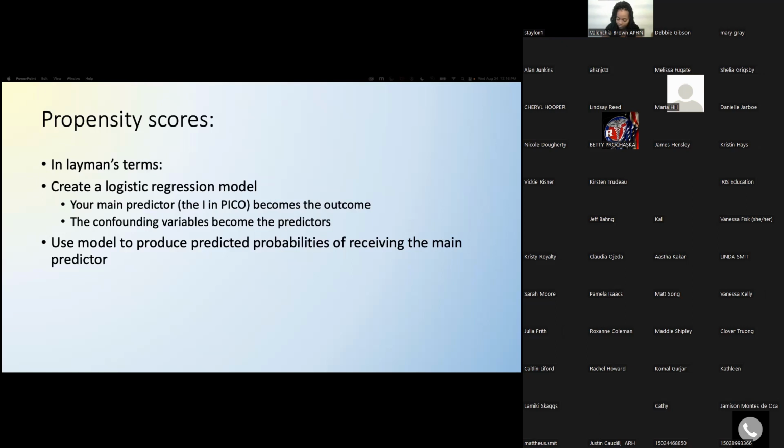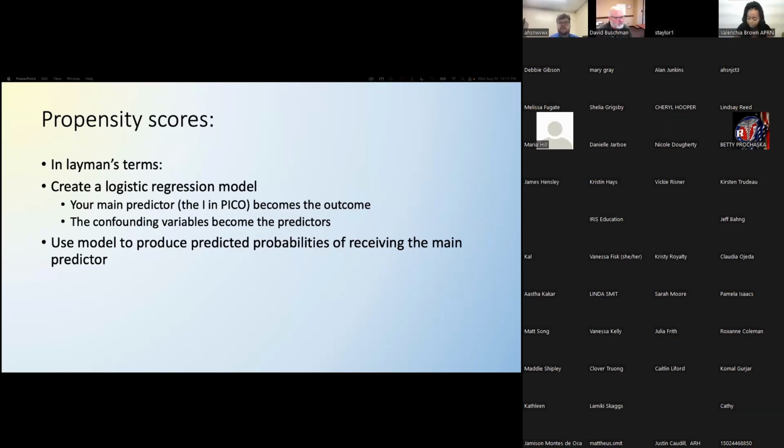So instead of having the outcome be the outcome, we're predicting the likelihood of someone's treatment versus non-treatment, or exposure versus non-exposure. Then your confounding variables are going to become the predictors. You're going to use these other confounding variables to predict the likelihood of someone's treatment or risk factor. Those predicted probabilities are then the conditional probability of receiving. They use the word treatment a lot in that article, but it can be applied in other ways. That's why I said main predictor here.